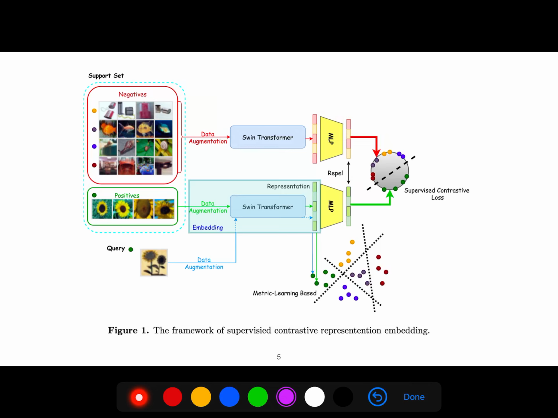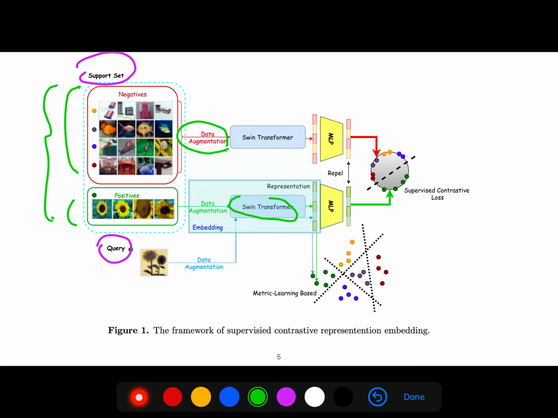So in few-shot learning, we always have a support set in each episode and a query. And in contrastive learning, we always have positive samples and negative samples. So we divide the support set into positive and negative samples, and they do augmentations for the negative side in a different Swin Transformer. They do augmentation again using Swin Transformer, but they repel each other. So we have a loss that represents this supervised contrastive loss. The reason is that we have given data, so we are not using any kind of self-supervised data augmentation.